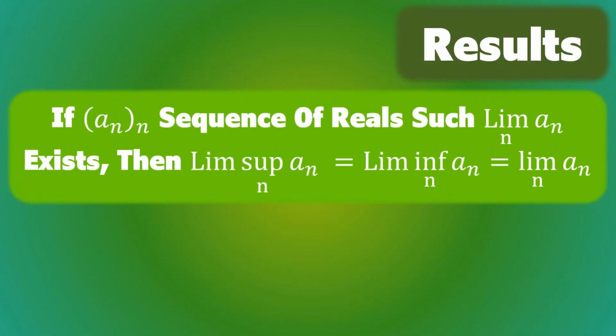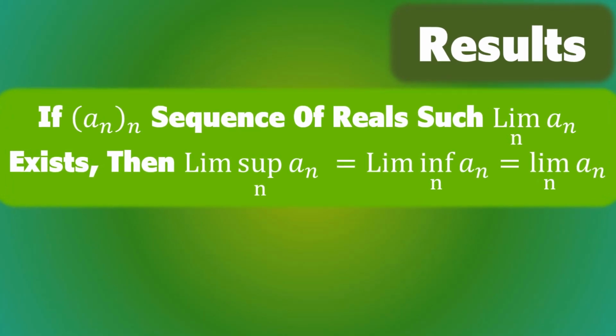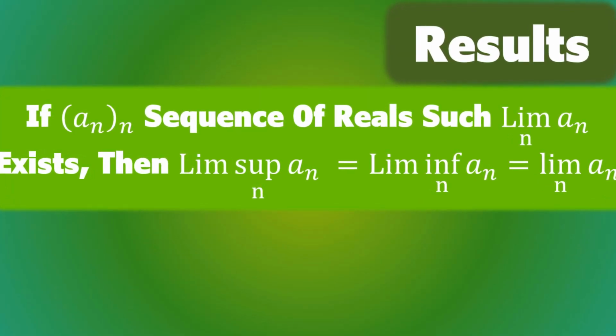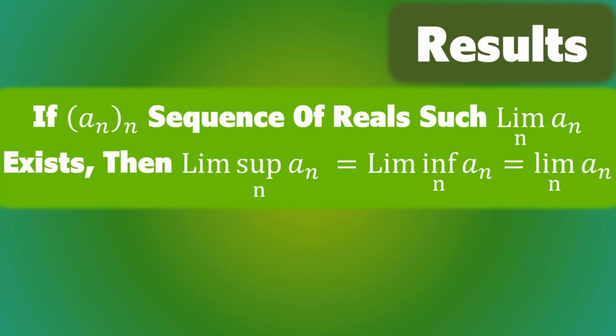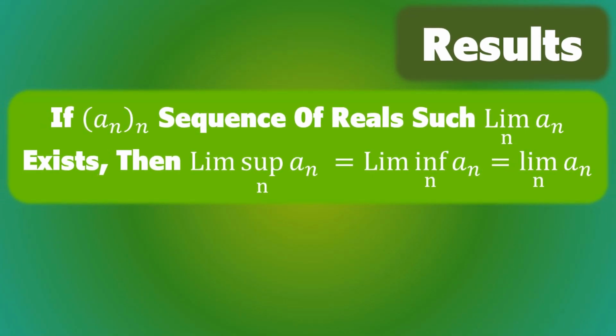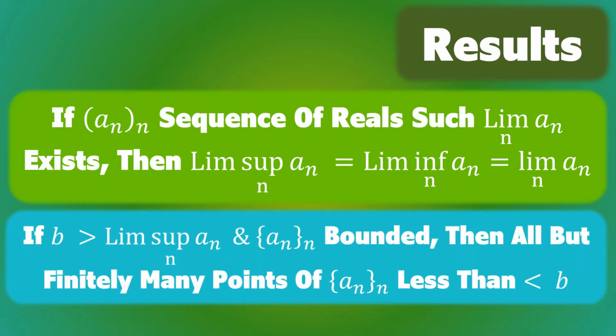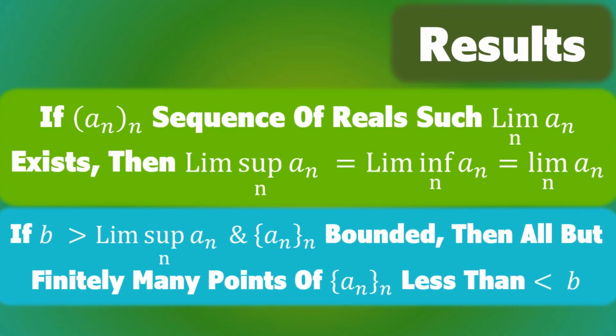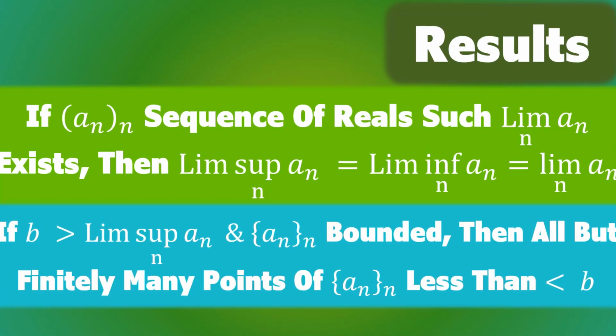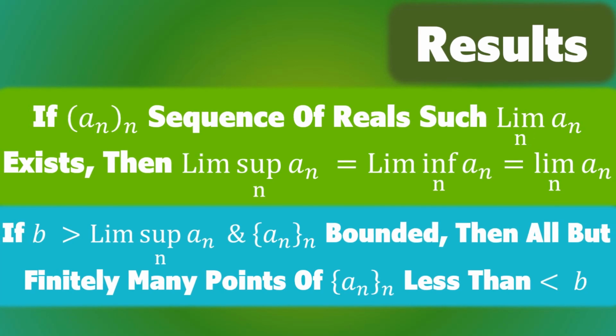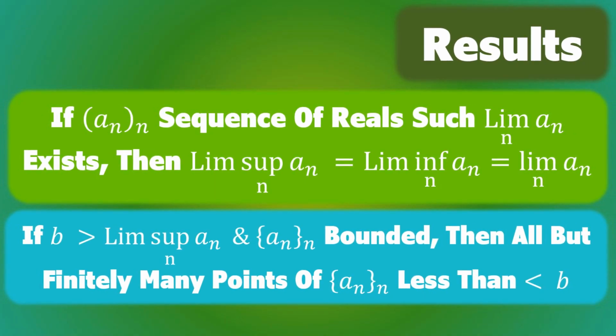If a sub n is a sequence of reals such that the limit of a sub n exists, then the lim sup of a sub n equals the lim inf of a sub n, which equals the limit of a sub n. If b is greater than the lim sup of a sub n and the set of all a sub n is bounded, then all but finitely many points of a sub n are less than b.